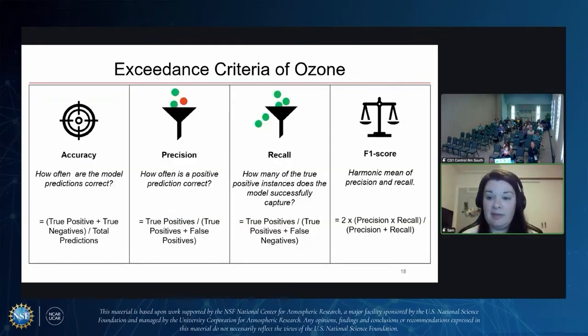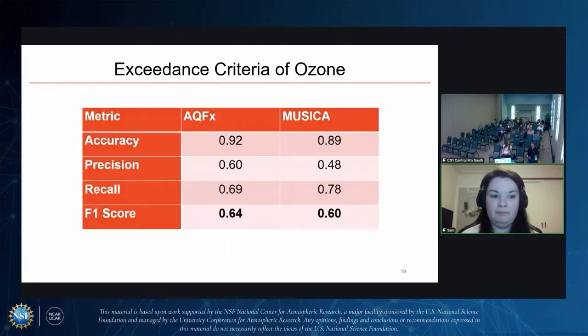There are a lot of different metrics that we can look at for this particular kind of exceedance event evaluation of a model. These are just a few of the ones I've looked at so far, which is the accuracy, how often a model is correct; the precision, how often a positive prediction is correct; the recall, which is how many of the positive events it was managing to capture; and the F1 score, which is an average of the precision and the recall.